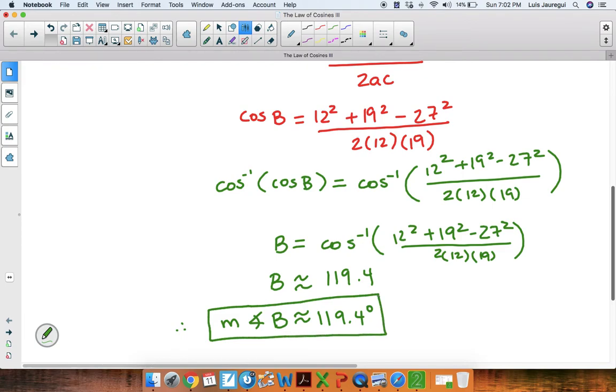So just to summarize this example, we were given the three sides in the triangle, and we were asked to find the measure of a missing angle. We found that measure by applying the equivalent statement of the law of cosines, and we used technology to get an approximation and to round it to the nearest tenth.